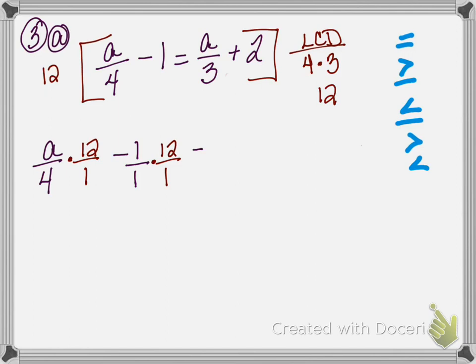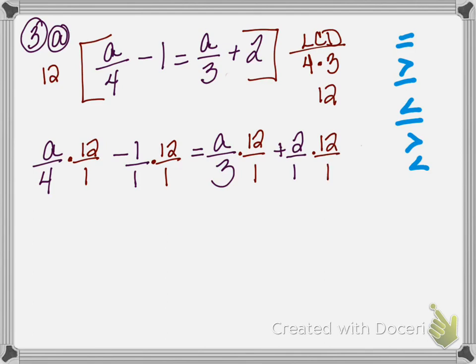Okay. Then I have equals a over 3. I'm going to multiply this term by 12 over 1. And my last is positive 2. You can go ahead and put that positive 2 over 1. And we are multiplying that times 12 over 1.